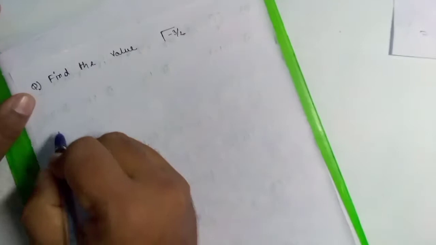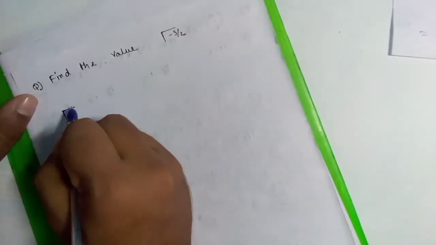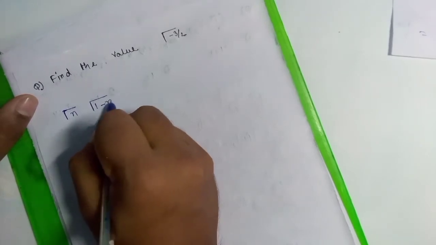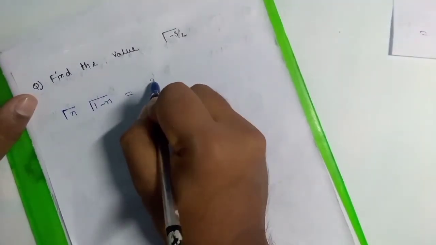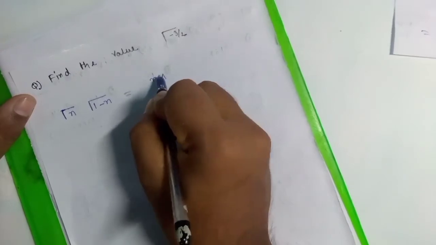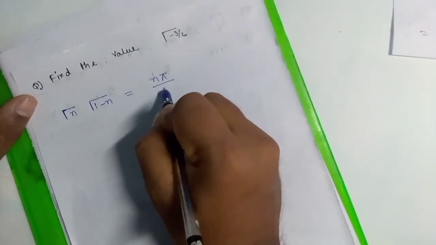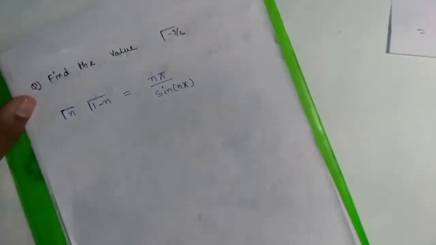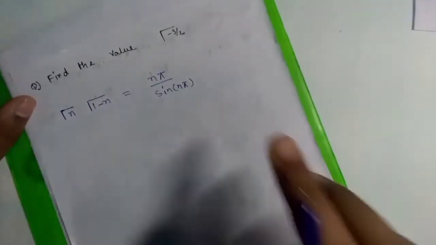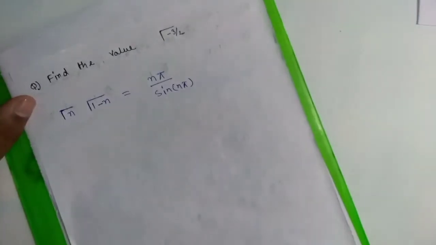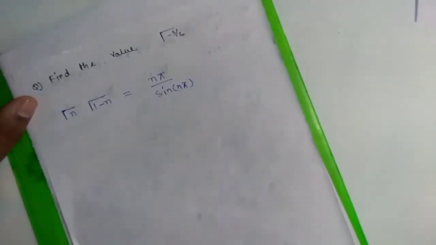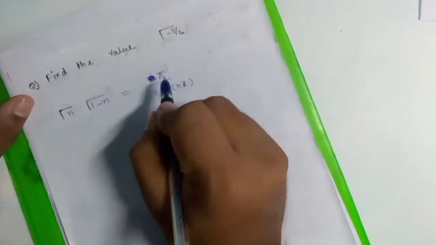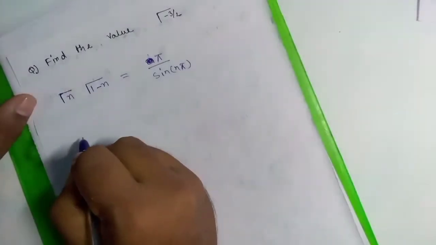Actually, we discussed earlier that gamma of n times gamma of 1 minus n is equal to pi over sin n pi. So we use this formula. Here we put n equals minus 3 by 2. Sorry, here it is only pi, not n pi.